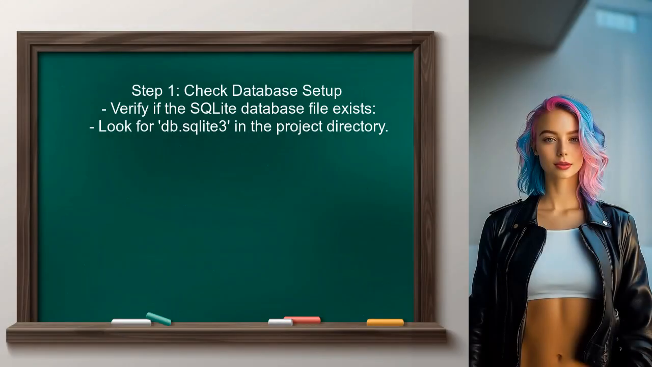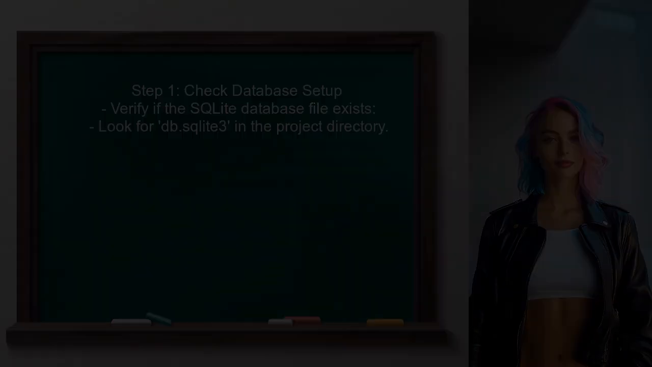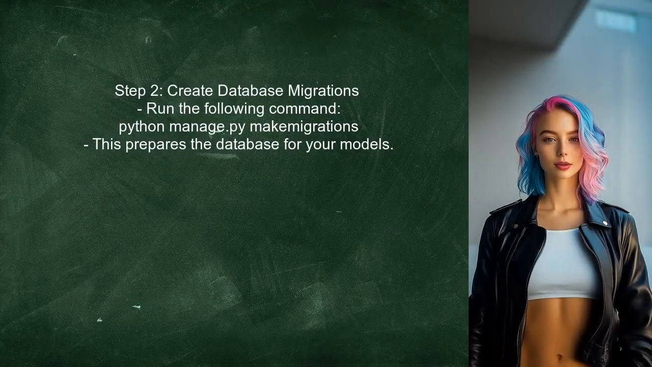To resolve the issue the user is facing, the first step is to ensure that the database is properly set up. The user should check if the SQLite database file exists in the project directory. Next, the user should run the command to create the database migrations. This can be done by executing the command python manage.py makemigrations. This step prepares the database for the models defined in the project.